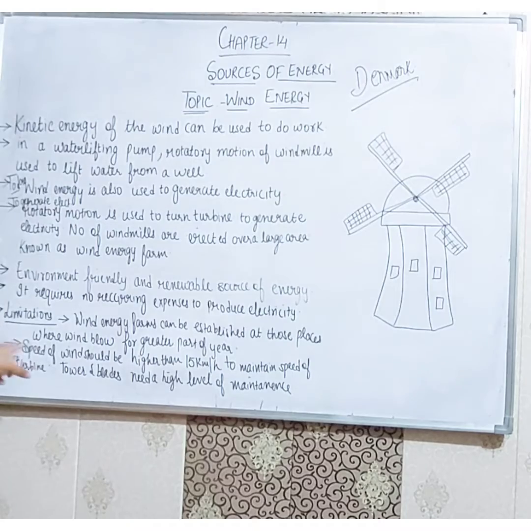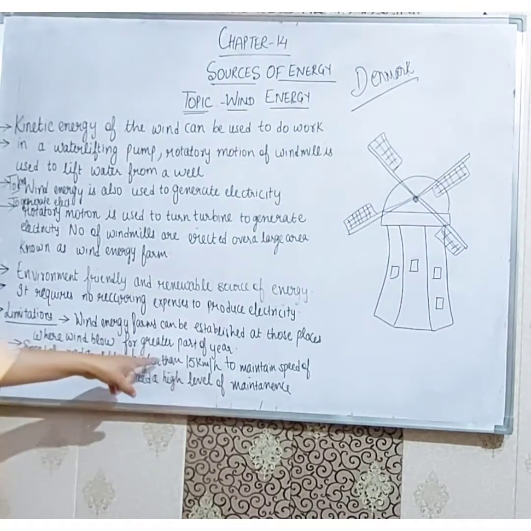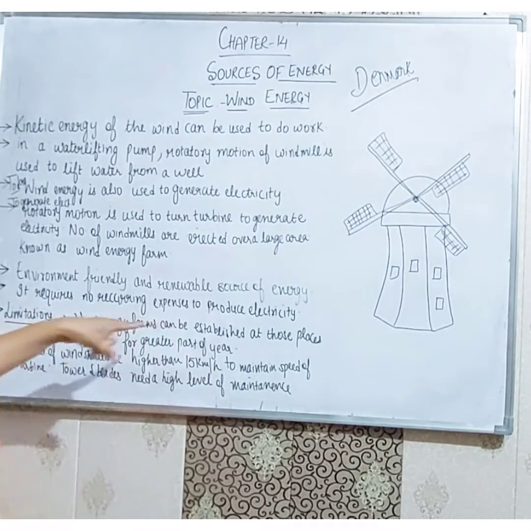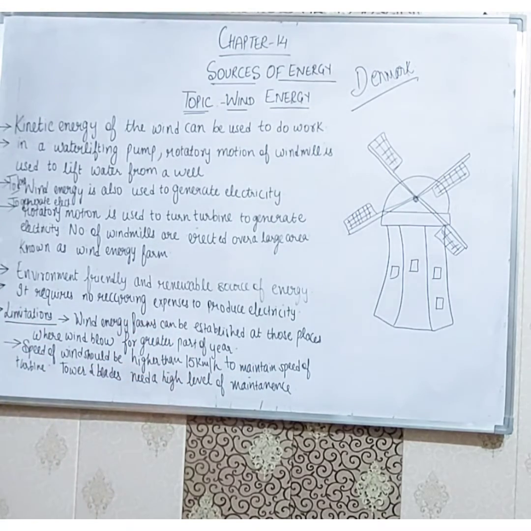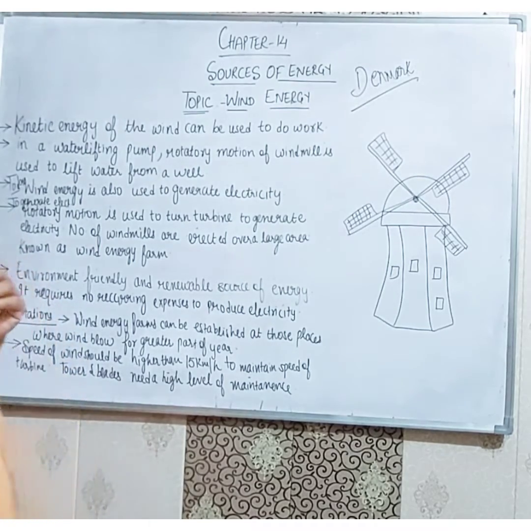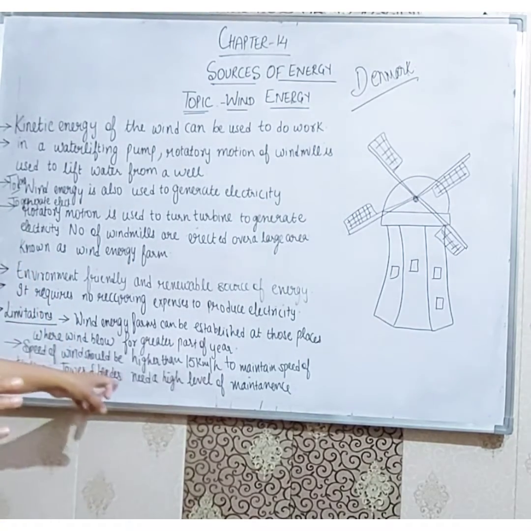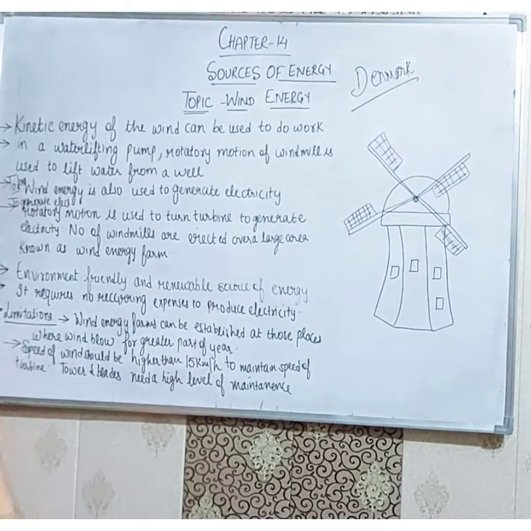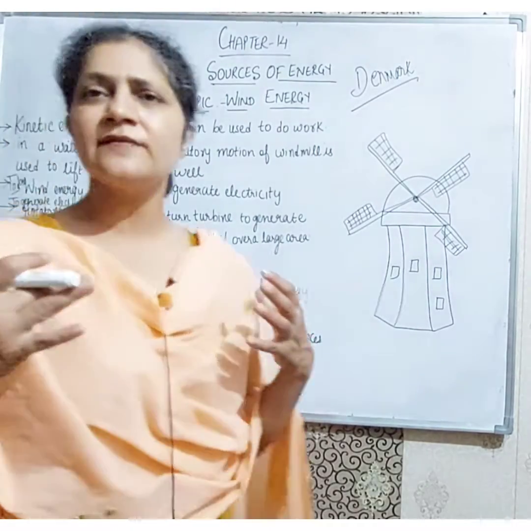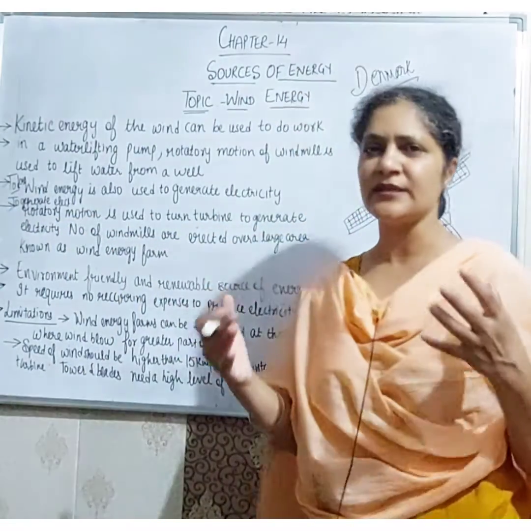Second, the speed of wind should be higher than 15 km per hour to maintain the speed of the turbine which is used to generate electricity. Right students? Speed of wind should be higher than 15 km per hour, which is not always possible. Also, the tower and blades need a high level of maintenance. These are a few disadvantages, or we can say limitations.